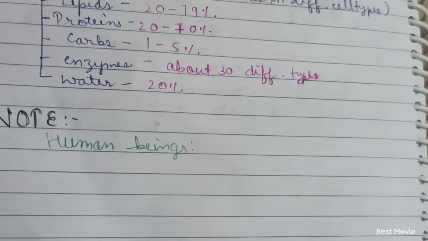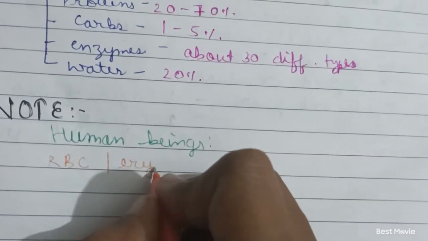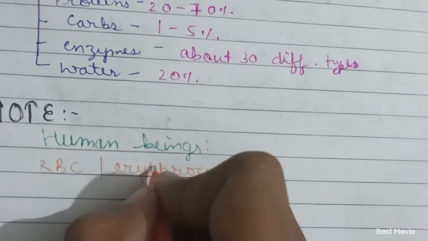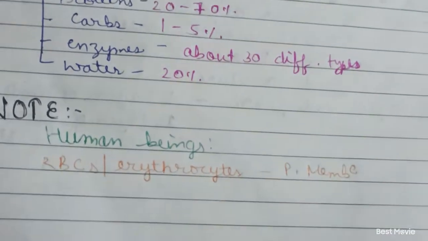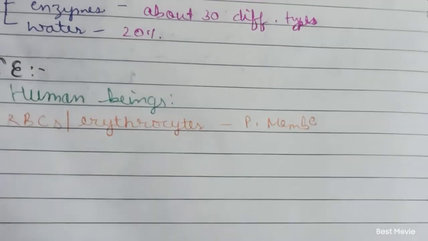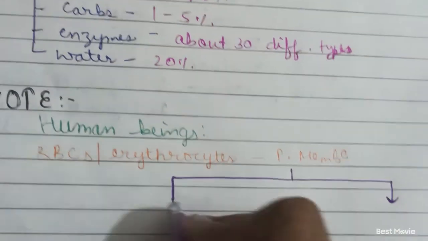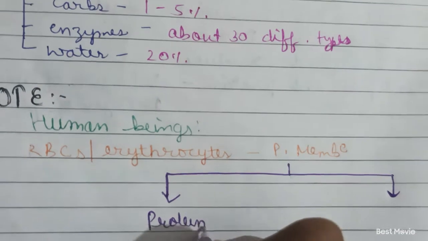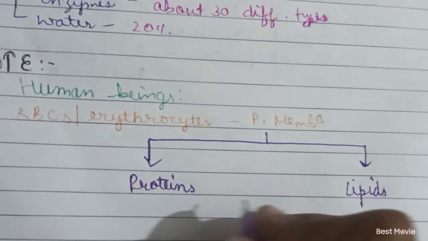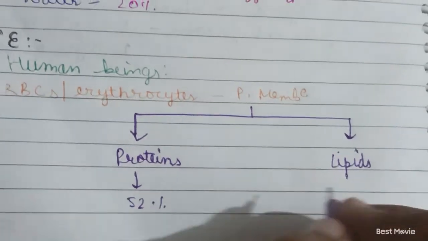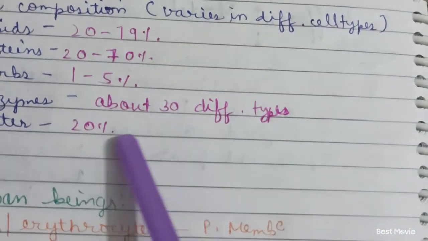In human erythrocytes, or human RBCs as we call them scientifically, the plasma membrane is composed of two different types of substances. First is proteins, and the second one is lipids. Proteins are 52% and lipids are 40%. The remaining 8% is composed of carbohydrates, enzymes and water.